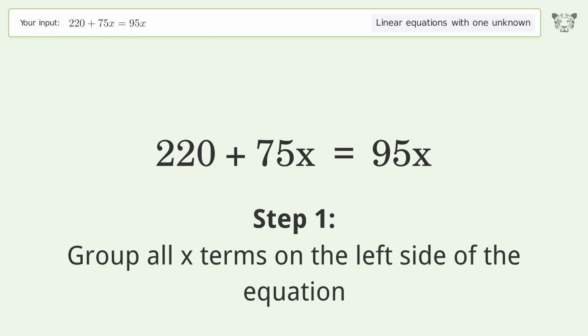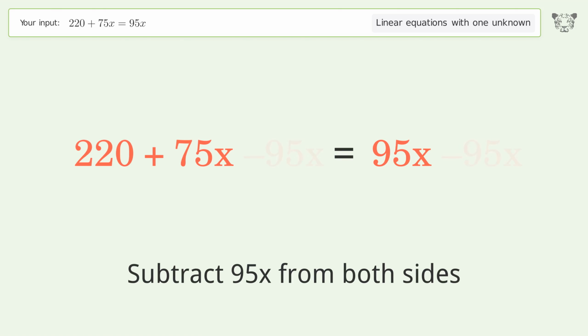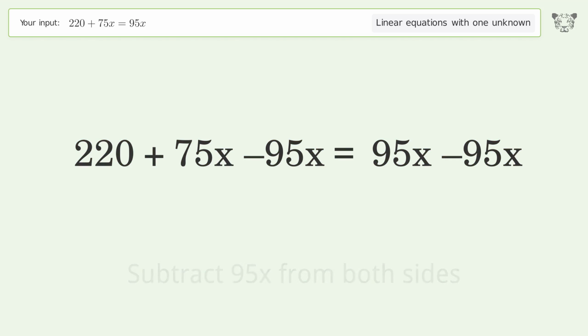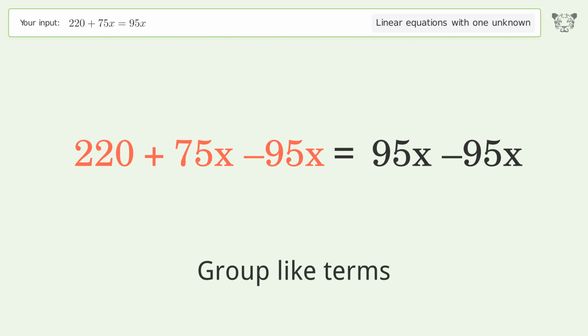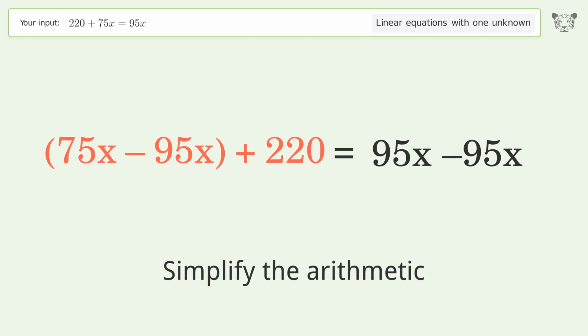Group all x terms on the left side of the equation. Subtract 95x from both sides. Group like terms. Simplify the arithmetic.